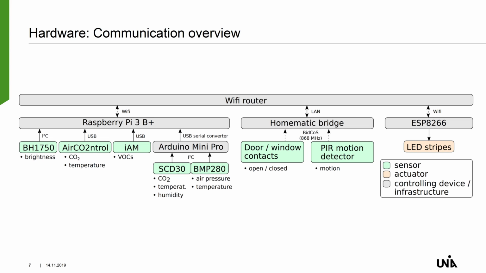Here you can see how the hardware is connected with each other. The Raspberry Pi controls the system, and some sensors are connected to it directly via USB or I2C. An Arduino Mini Pro is used to interface the SCD30 and BMP280 sensors. The system includes a bridge device to receive data of the wireless homematic contact and motion sensors. The LED stripes are controlled by ESP8266 Wi-Fi controllers.